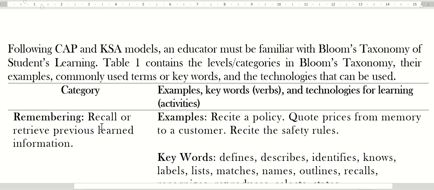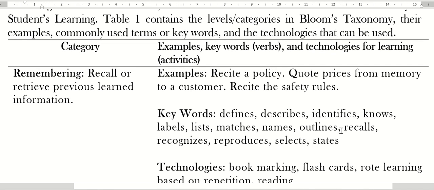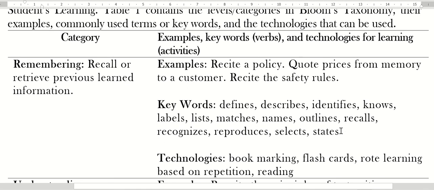For remembering, this is the lowest level. These are the examples: recite a policy, quote prices from memory to a customer, recite safety rules. So these are the common keywords. In the module, you can use it as your guide if your objective is to remember. These are the common keywords and the common technology: bookmarking, flashcards, rote learning based on repetition, reading.